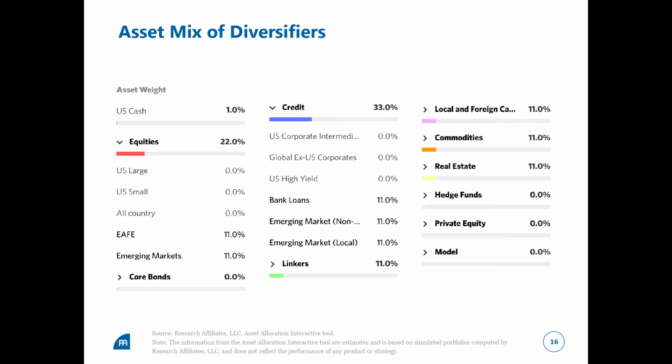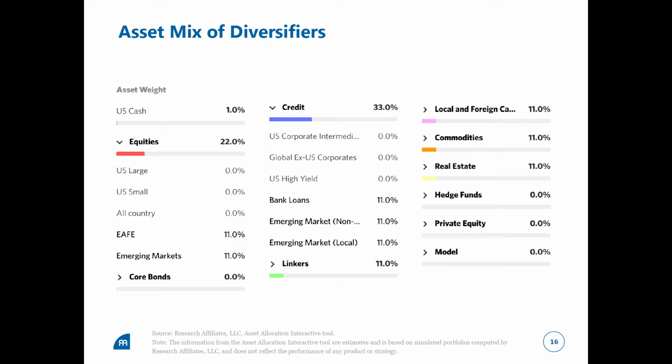So we have 11% each in those. We have nothing in mainstream bonds. And then when we get into credit, we have 33%. When we look at the breakout of that, it's really not U.S. corporate investment grade bonds that are comprising that, or even junk bonds, which a lot of people already have in their portfolio. It's 11% each to bank loans, emerging market bonds denominated in dollars, and emerging market bonds denominated in local currency.